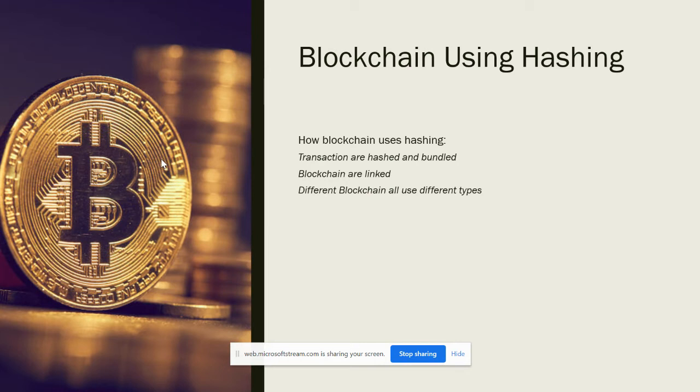Different blockchains actually use different types of hashes. I know for sure that Bitcoin uses SHA 256.